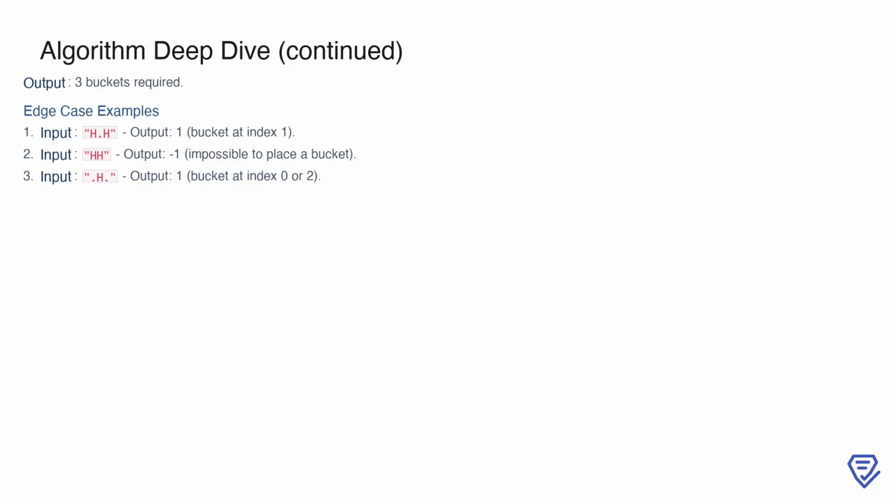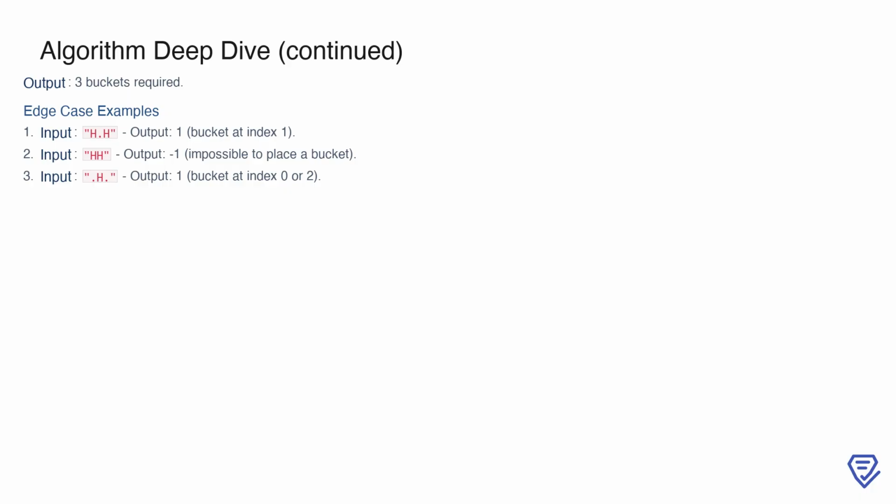Now let's examine a few edge cases. For the input h.h, only 1 bucket is needed, which can be placed at index 1. For hh, it's impossible to place a bucket since there's no empty space available, so the output is -1. For .h, the bucket can be placed either at index 0 or index 2, and the output is 1. These cases highlight how the algorithm handles a variety of scenarios, ensuring both correctness and efficiency.